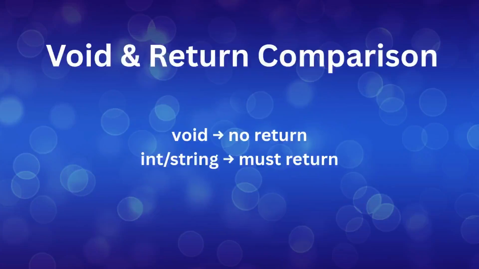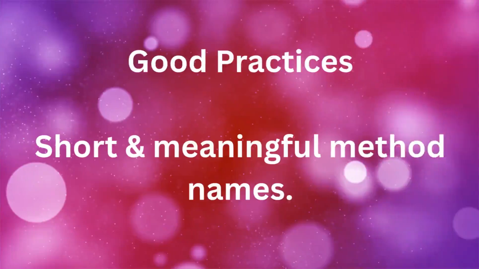Difference between void and return types. A void method does not return anything. A return type method must return a value. Good practice: always choose short, meaningful, and descriptive method names.